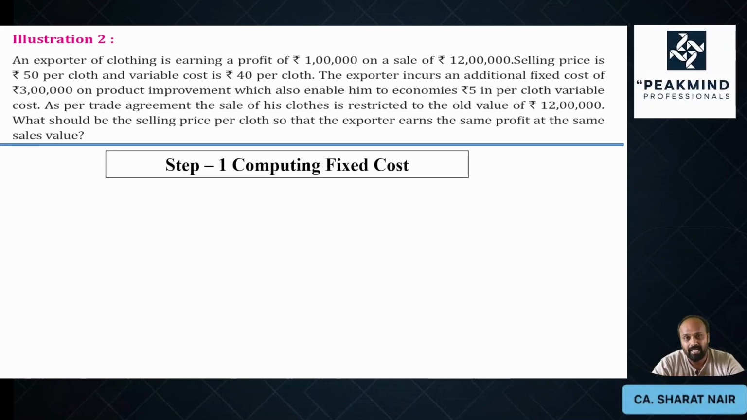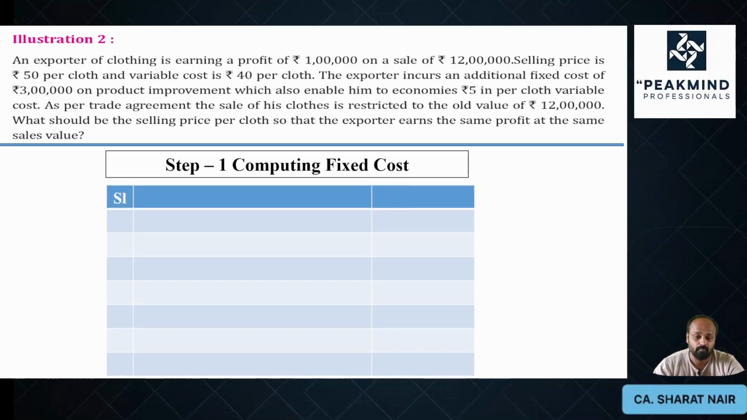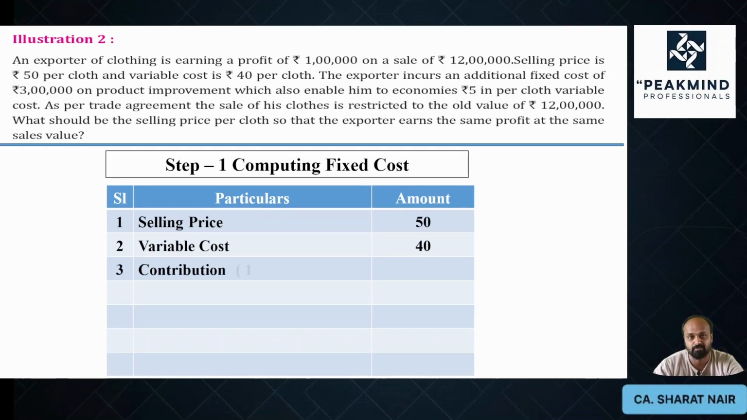Now, I have selling price, I have variable cost, I can find out contribution. Okay, but I can't find out my fixed cost. So we need to have a working for the fixed cost. So see here, I am given selling price is 50, variable cost is 40. My contribution per unit will be how much? 50 minus 40, it will be 10.